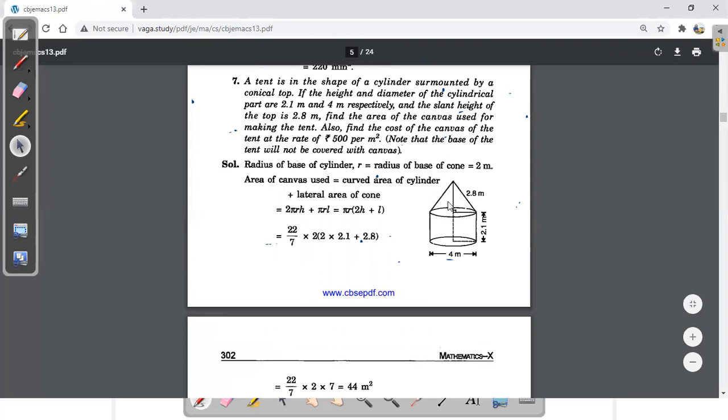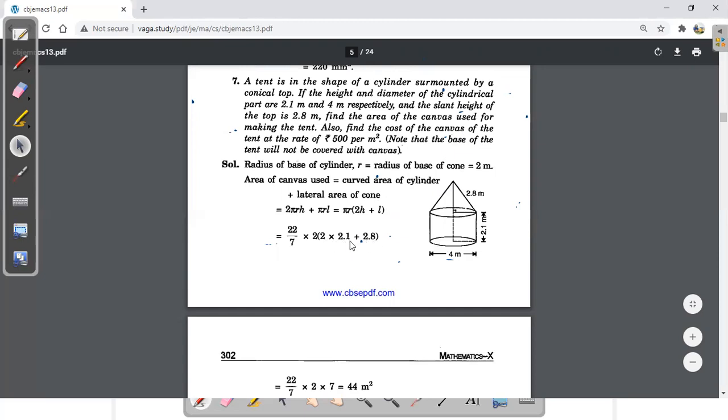So the first thing that we do is find out the area of the two, which areas? Lateral surface area. Combined figure always lateral surface area. So 2 pi r h plus pi r l. In this, pi r will be taken common. You will get 2h plus l. Okay, slant height is given to you, so nothing much to do here. Slant height is also given 2.8. Direct substitution, 22 by 7 into radius is 2. So 2 into height is given 2.1 and slant height is given 2.8.